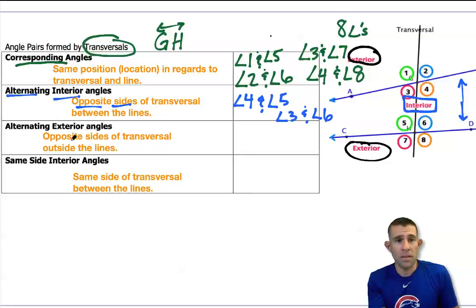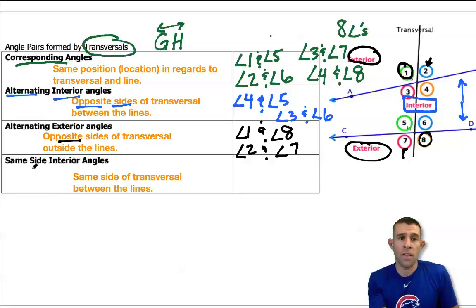So alternating means opposite sides of the transversal. So for example, angle 1 and angle 8. The other pair of alternating exterior angles would be angle 2 and angle 7.